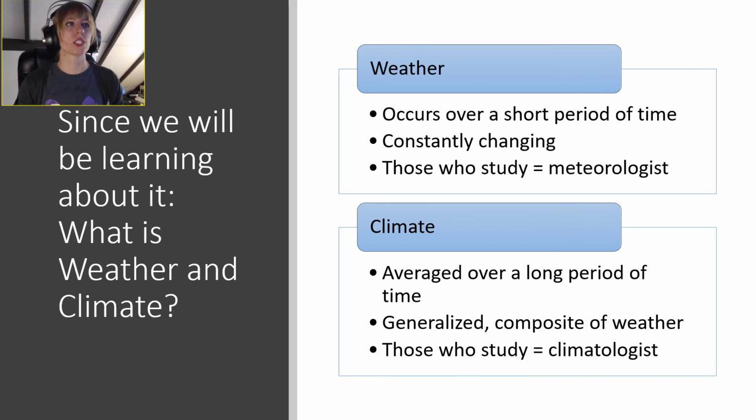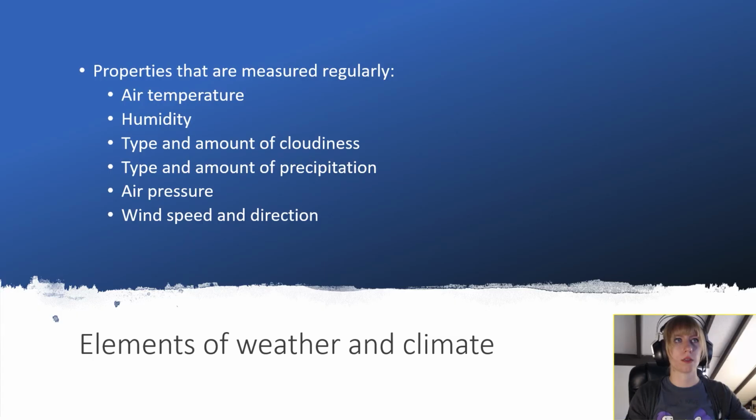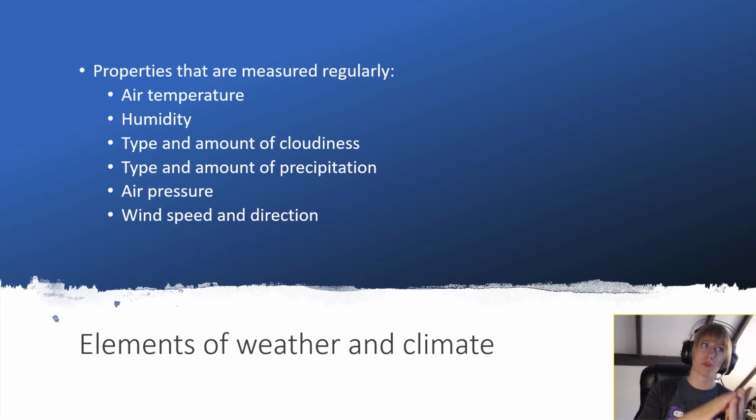So since we will be learning about it, what is weather and climate? Remember, weather is a short period of time, constantly changing, studied by meteorologists, versus an average of a long period of time being climate. There are properties that are measured regularly, like temperature, humidity, type and amount of cloudiness, the type and amount of precipitation, air pressure, wind speed, and direction. These are all elements of both weather and climate. It is because of these weather measurements that climatology is able to exist.